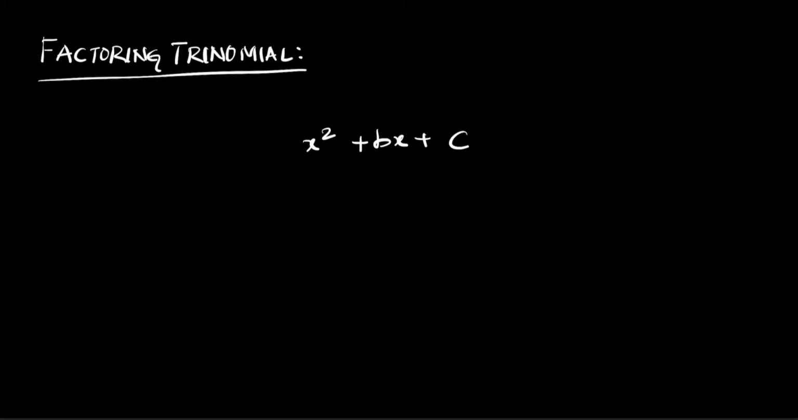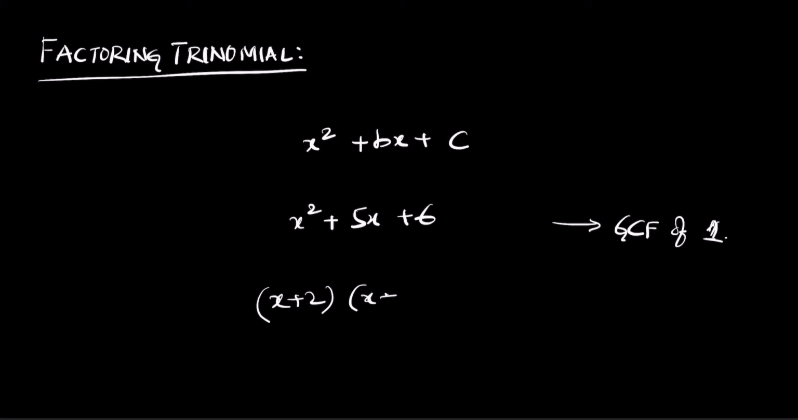Now the problem here is that whenever you want to factor a trinomial, let's take a simple example. Let's say I have x square plus 5x plus 6. In this you end up with a GCF of 1. You can try it, but you end up with a GCF of 1. But we do know that when you multiply x plus 2 times x plus 3, you still end up with the same expression as above. But how do you factor it into the individual values?